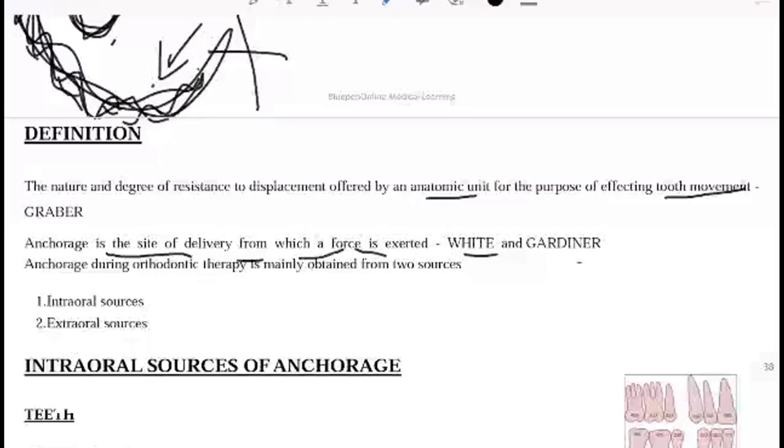Now this anchorage during the orthodontic therapy, you will get it from two sources. There are two sources for this anchorage. One is the intraoral, like inside the mouth, you can get that source. Otherwise, you have to go extraoral, outside the mouth, as the term suggests.